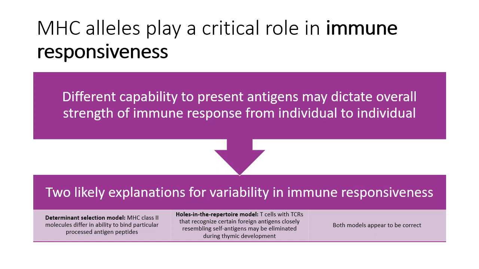The other model of kind of things that happen here is the determinant selection model. This is when MHC class II molecules differ in their ability to bind particular processed antigen peptides. So maybe some of the MHCs can't really optimally bind all of the different parts of the flu virus or the zombie virus or E. coli bacteria, to give a few examples. The interesting thing is that both of these models have experimental evidence that supports them.